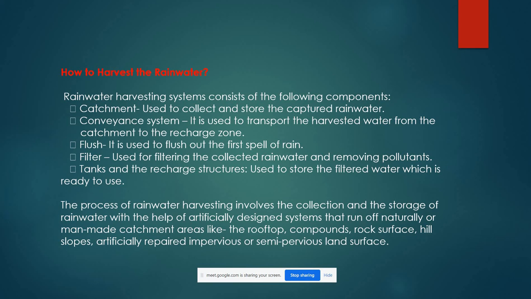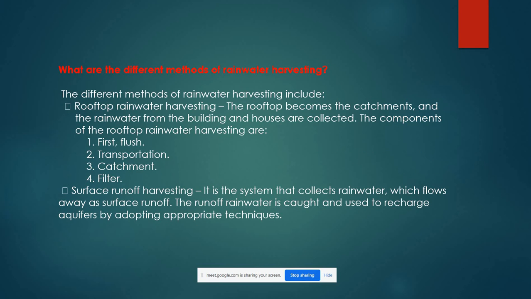How to harvest the rainwater? Catchment is used to collect and store the captured rainwater. Conveyance system is used to transport the harvested water from the catchment to the recharge zone, plus it is used to flush out the first spell of rain. Filter is used for filtering the collected rainwater and removing pollution. Tanks and the recharge structure are used to store the filtered water which is ready to use. The process of rainwater harvesting involves the collection and the storage of rainwater.